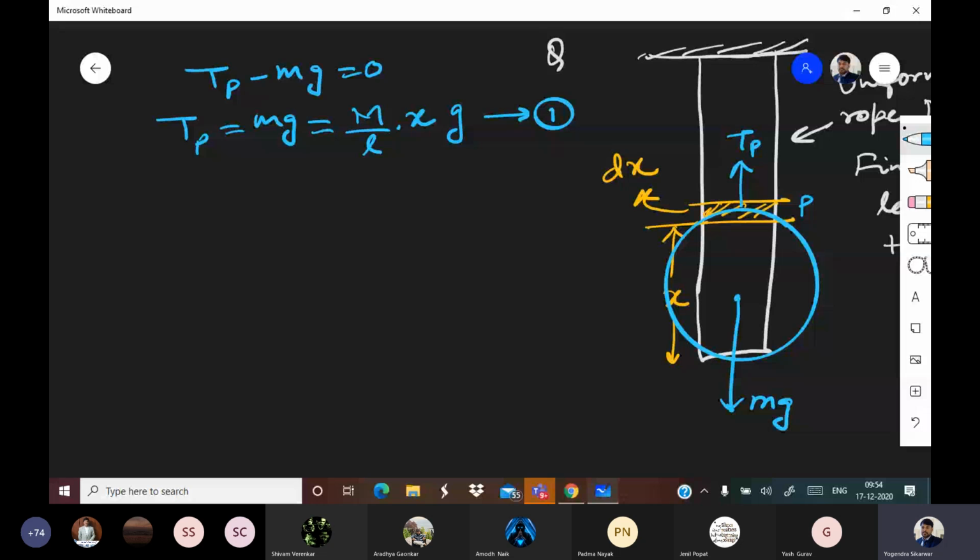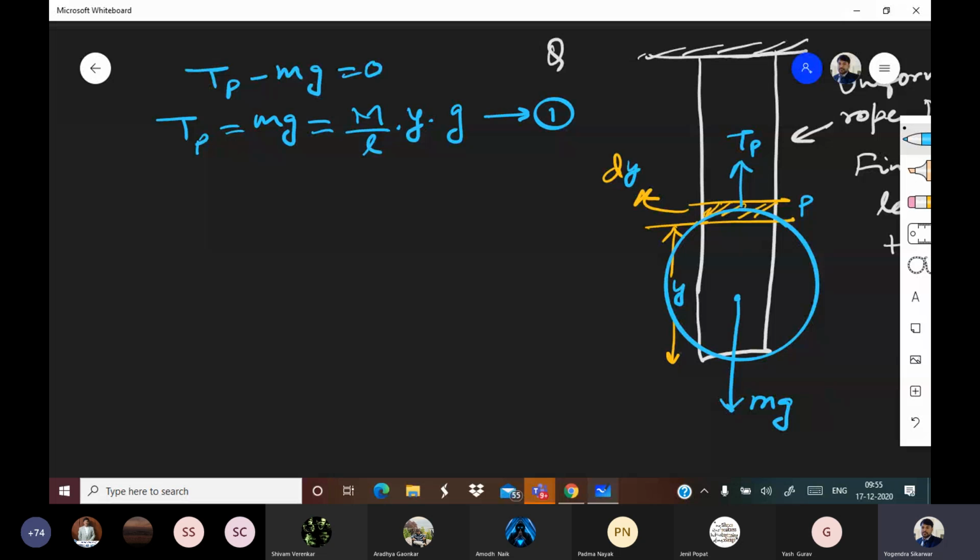Just one thing I am doing. I am making this x as y. Going at a distance x and taking an element, I am making it as y. So this element has length dy. Only that change I have made. Rather than taking x as variable, I have taken y as variable. That is not going to make any difference, but I took it for a reason that you will realize in a short while.